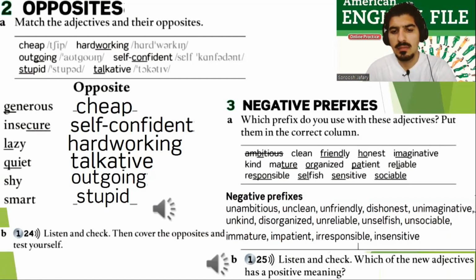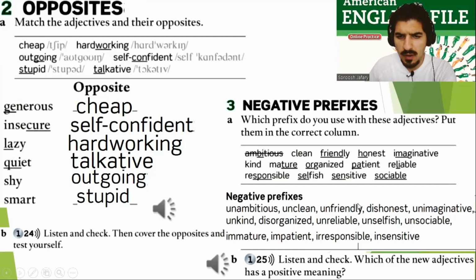Negative prefixes. Unambitious. Unclean. Unfriendly. Dishonest. Unimaginative. Unkind. Disorganized. Unreliable, unselfish, unsociable, immature, impatient, irresponsible, insensitive. All right, great. Now, everyone, which of the new adjectives has a positive meaning?